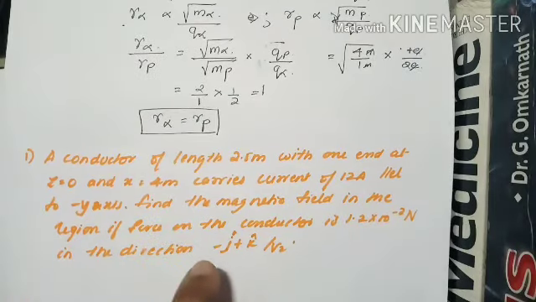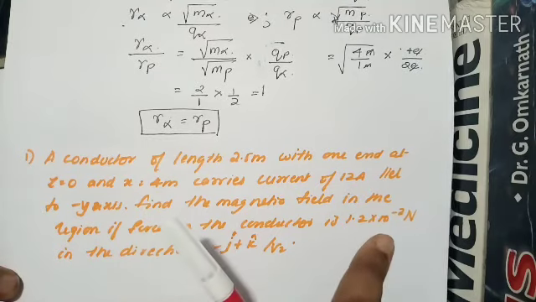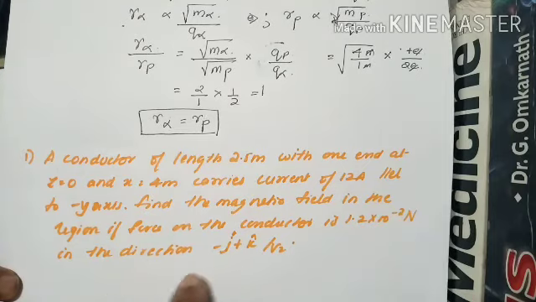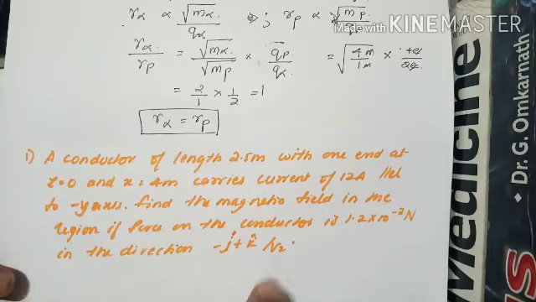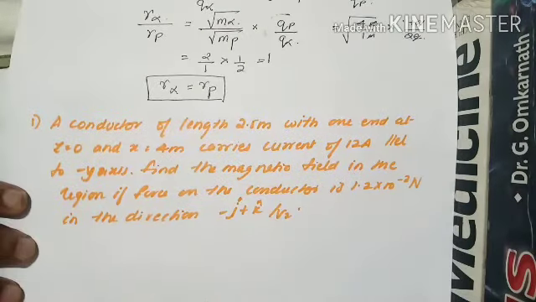Now find the magnetic field in the region if the force on the conductor is 1.2 into 10 to the power minus 2 Newton in the direction given by minus i plus k by root 2. So let us write down what is given neatly in vector form.